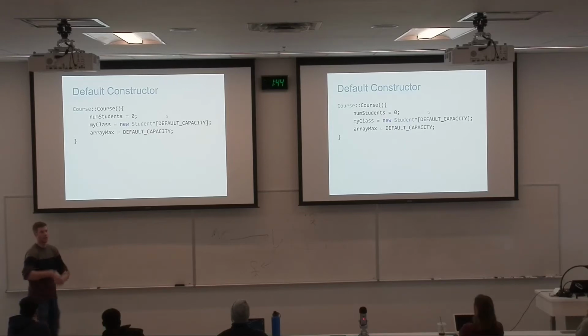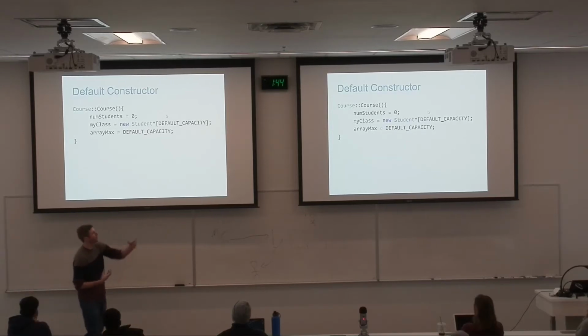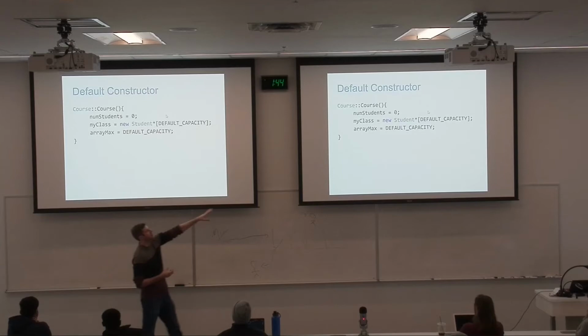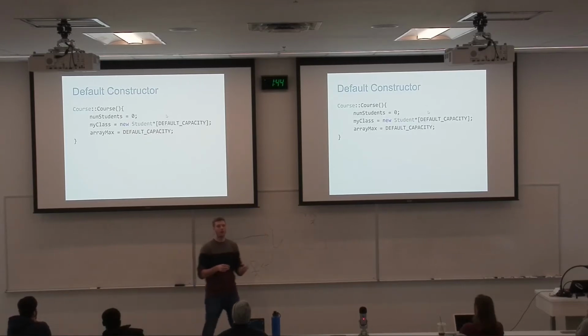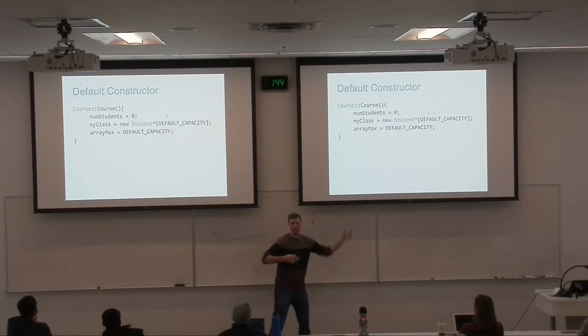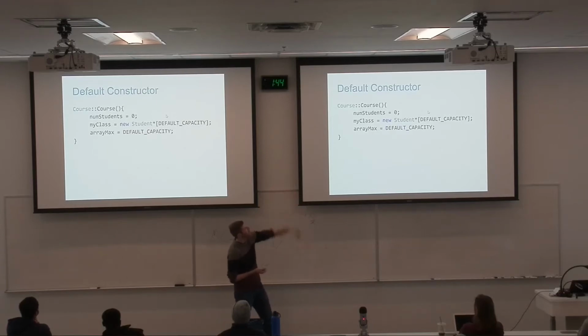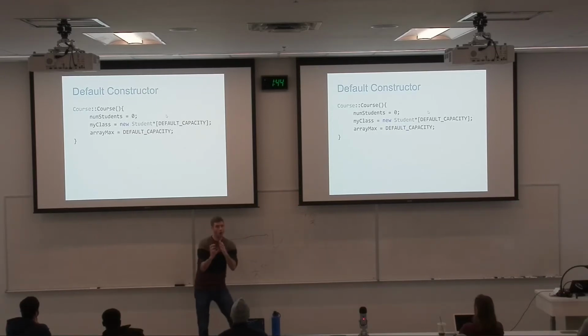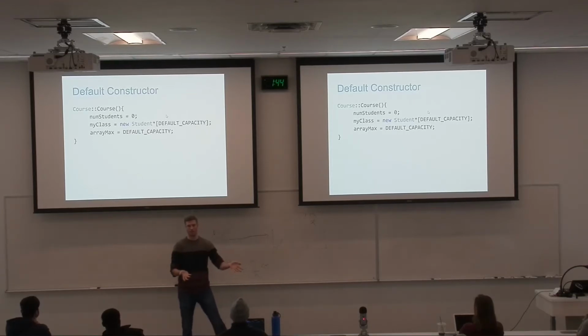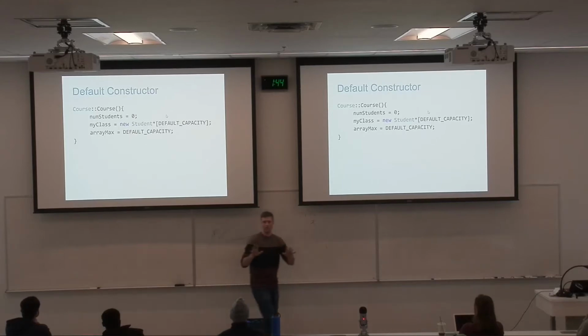It's empty. There's 0 students in it, but array max is going to keep track of how many things I can put in this array. Default capacity, it's going to be 10. So currently there's 0 students in my class, but I've got 10 seats for them, basically. Any questions about this logic?